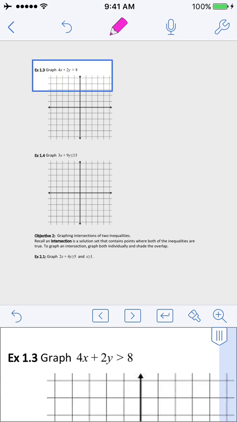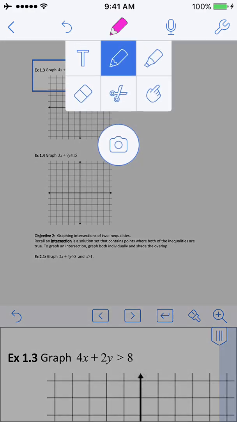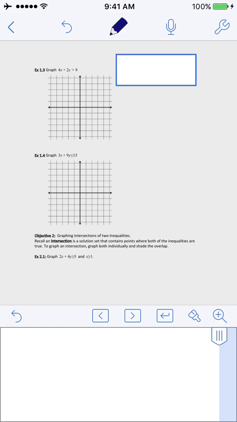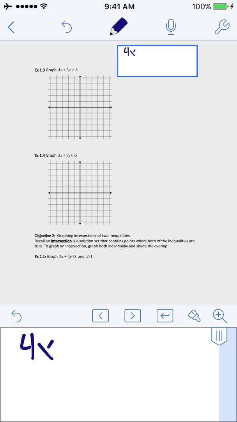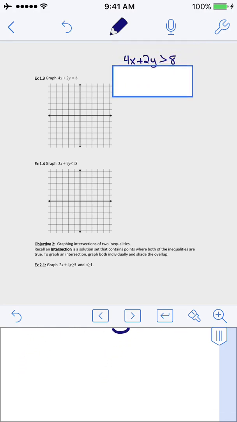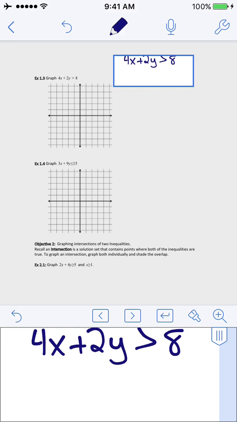All right. Let's do another one. So 4x plus 2y is greater than 8. So same 3 steps. We've got 4x plus 2y is greater than 8. First, we will convert it to y equals mx plus b. So we'll subtract the 4x from both sides.